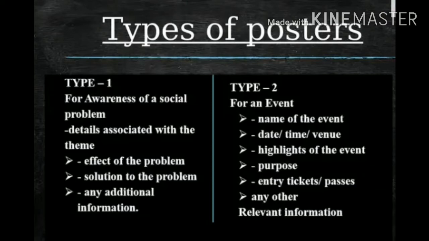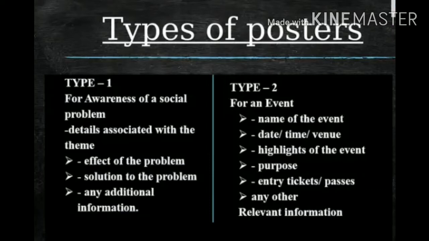A non-event poster refers to a piece of paper spreading awareness among people. So basically the first type is for creating or spreading awareness of social problems, etc. The details associated with the themes, the effect of the problems and solutions to the problems, and any related additional information are included in this type of poster, and that is known as a non-event poster. And the second type is called an event poster.